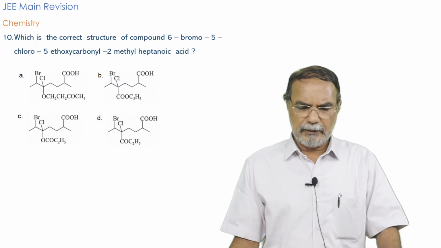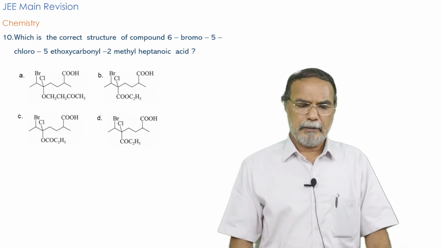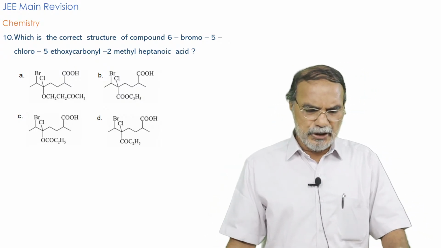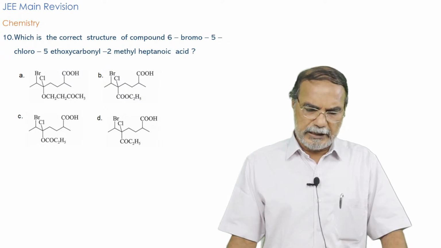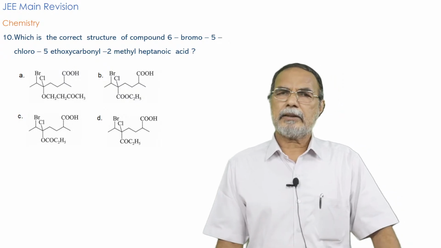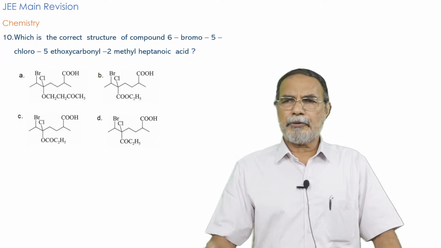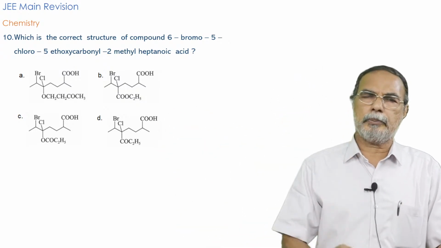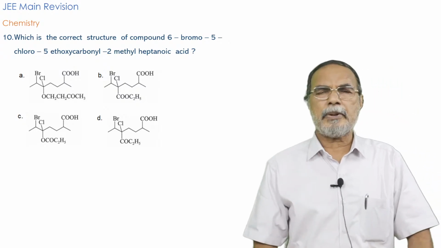However, if you look at the options, you will see that they are pretty simple. All the options contain the bromine, chlorine and acid group in the same positions. And if it is a carboxylic acid, as you know, among the functional groups the highest priority is for the COOH group. So the COOH group has to be numbered as carbon number 1.